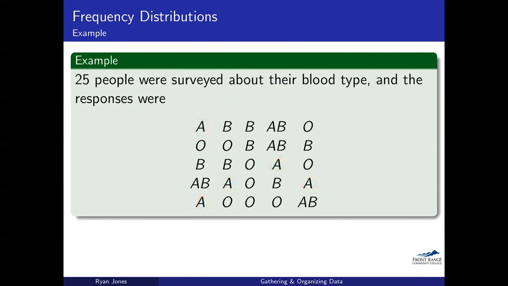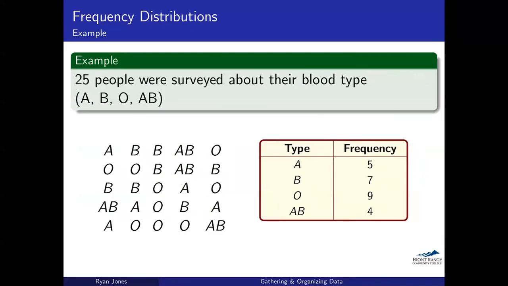And then take a look at AB. Well, AB, AB, AB, and AB. There's 4 AB's. So instead of writing them all over the place, why not just state that there's 4 AB's? And this is exactly what we're going to do. We're just going to make a table. And this is a frequency distribution right here.